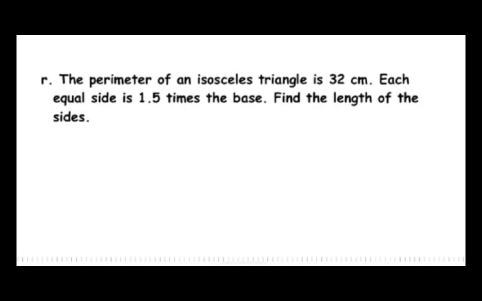Next sum, the perimeter of an isosceles triangle is 32. What is an isosceles triangle, children? Two sides have the same measurement. They are equal. Okay, so the perimeter of this triangle is 32 centimeters.